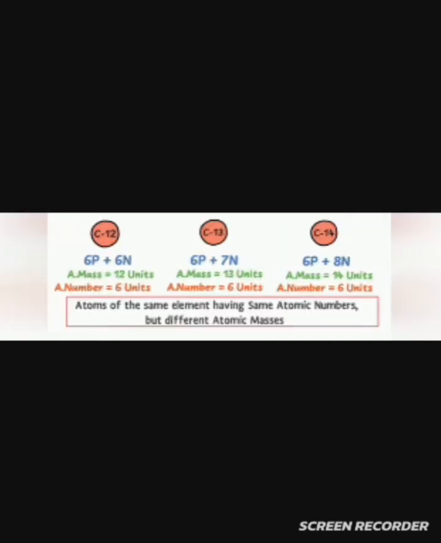So we can confirm that we have atoms of the same element here, carbon 12, carbon 13, and carbon 14, with the same atomic numbers but different mass numbers. Our atomic numbers here are 6, and the mass numbers, we have mass number 12 for carbon 12, mass number 13 for carbon 13, and mass number 14 for carbon 14.